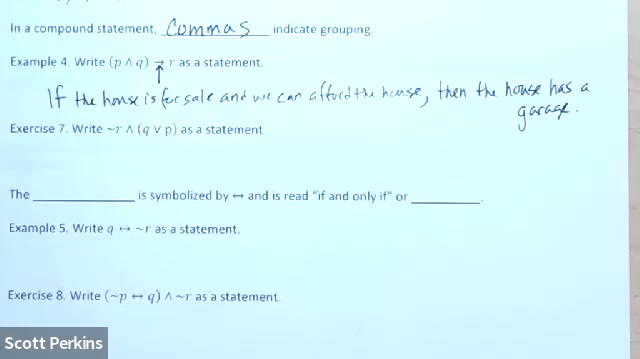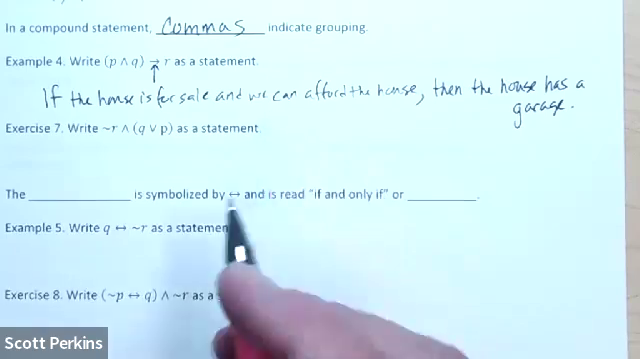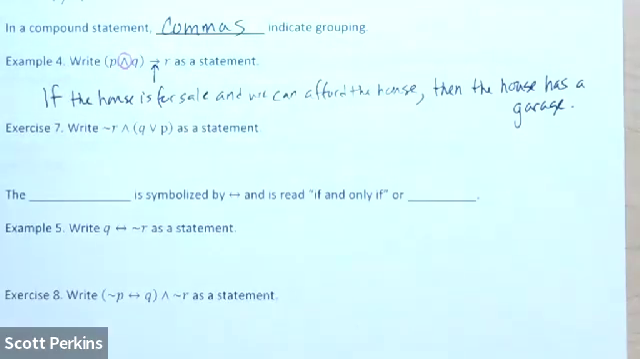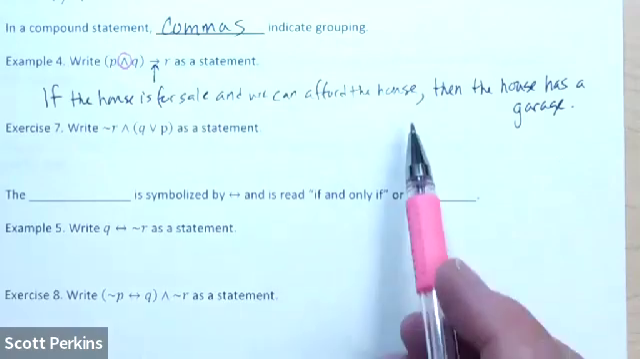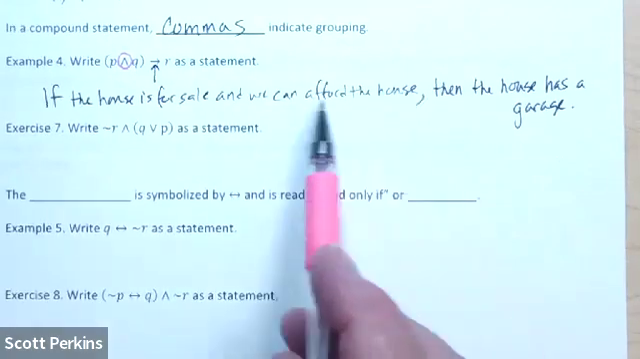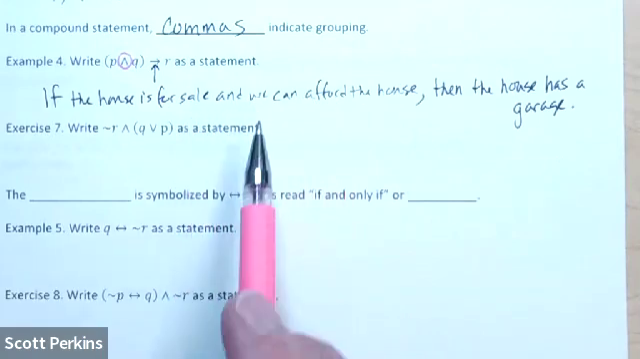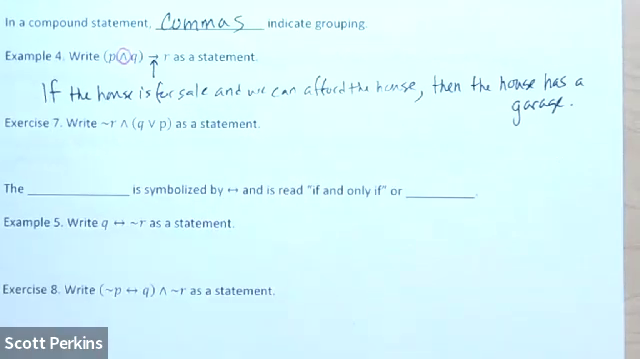So in case you didn't hear, the question is, where did this and come from? The and came from that symbol right there. That's my and. The comma just means these two statements were in parentheses. They were grouped together. And grouping means start here, do this first, just like in arithmetic.